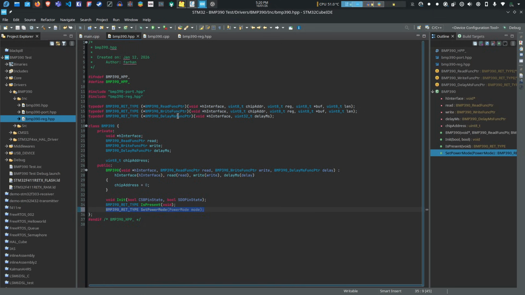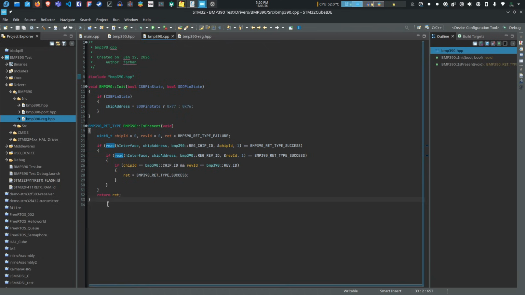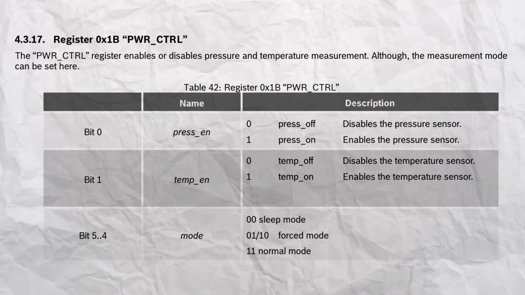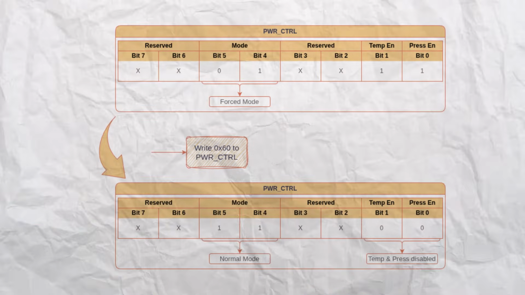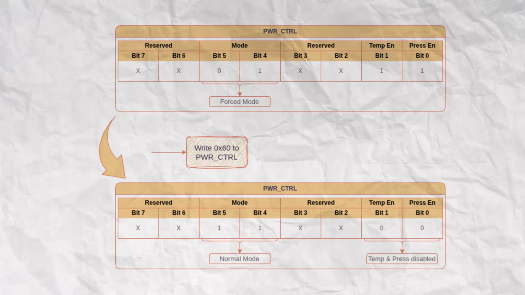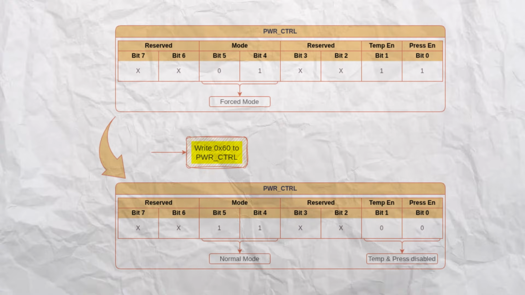In the CPP file, we'll create the definition. But before this, I need to explain the methodology behind write operations. To change the power mode, the mode bits in the power control register must be changed. Suppose we want to switch to normal mode from force mode. We'll write 0x60 to the power control register.